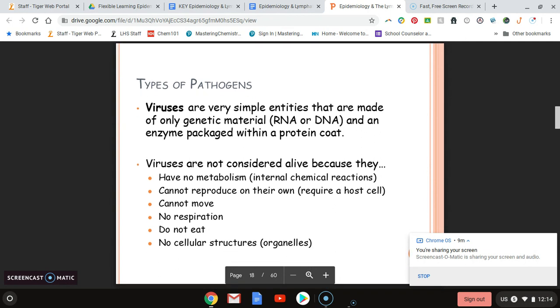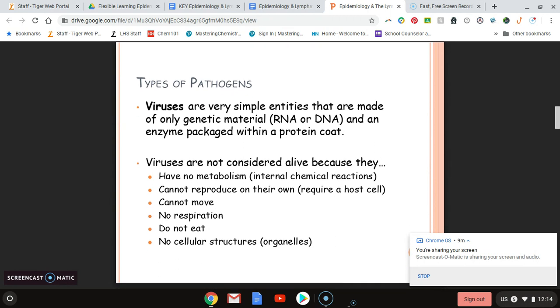All right, viruses. Viruses are just really simple. They're basically genetic material. They can be RNA or DNA, and they're packed within a protein coat. They're not considered to be alive because, one, they have no metabolism. They do not reproduce on their own. They have to have a host in order to reproduce. They don't have any way of locomotion, so they're not moving. They don't have respiration. They don't produce CO2. They don't technically eat, and they don't have any organelles, so they are not considered to be a live specimen.